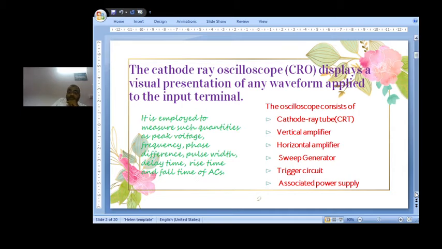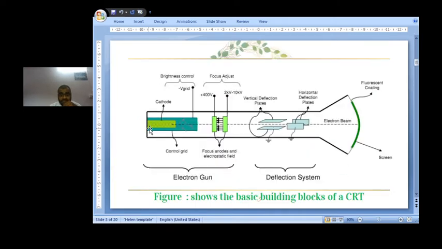Now this oscilloscope consists of cathode ray tube, basically CRT, a vertical amplifier and also a horizontal amplifier, sweep generator, trigger circuit and associated power supply. Okay. Now you see, this is the basic block diagram of the cathode ray oscilloscope.